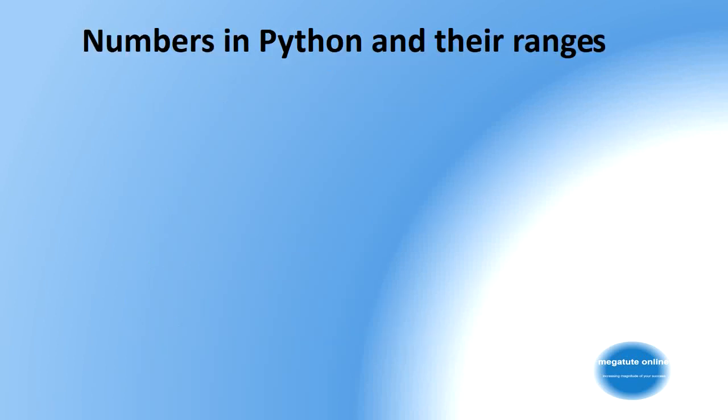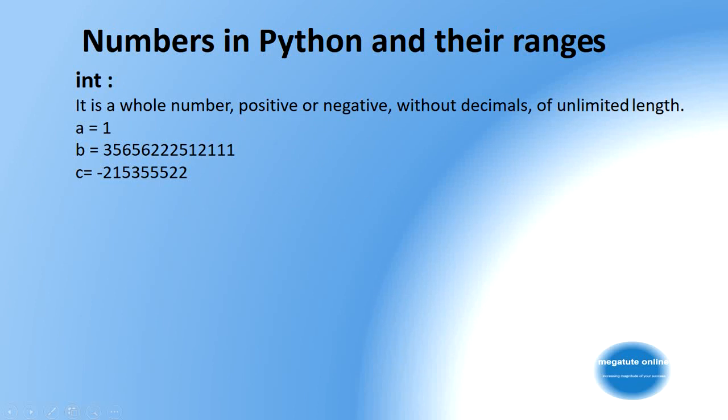Now what are their ranges? Now int is a whole number, a positive or a negative number without a decimal. The only thing is it is a non-decimal positive or negative number of unlimited length. If I look at these three examples which have been given here, A is storing only 1, B is storing a used number, and C is storing a big negative number, right? So all this kind of number goes to the int, so int can handle this kind of number.